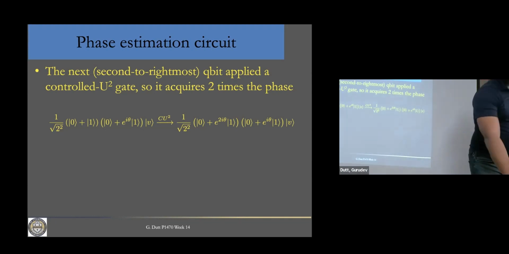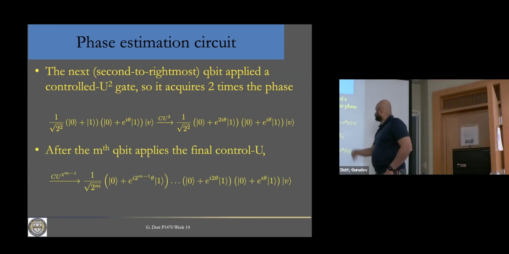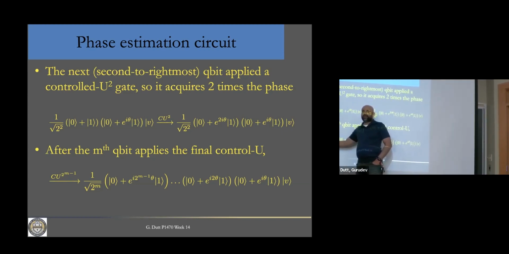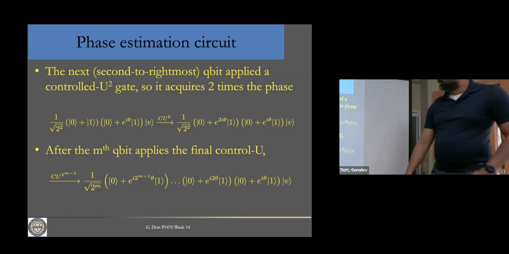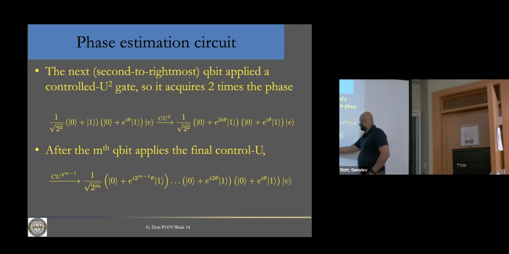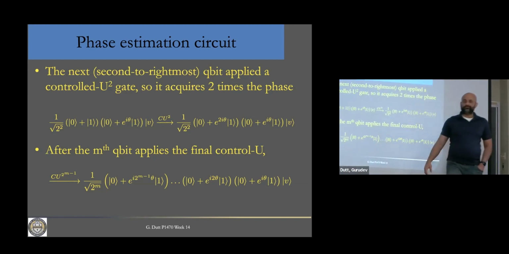So continuing in this fashion, after the mth qubit applies the final control U, we go by squares. So it's like CU squared, CU fourth, CU eighth, and so on, up to CU to the 2 to the m minus 1. So as many qubits as there are in the eigenvalue register, we're going to do m squarings of the CU gate. And that gives me this phase. It's just e to the i 2 theta, e to the i 4 theta, up to e to the i 2 to the m minus 1 theta.